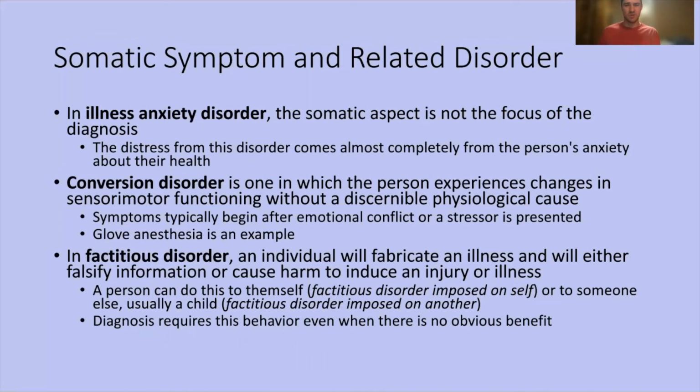And then factitious disorder: an individual will fabricate an illness and will either falsify information or cause harm to induce an injury or an illness. This can be imposed on oneself or on another. It is more commonly known as Munchausen, or Munchausen by proxy if it was done to someone else. The actual DSM terminology is factitious disorder imposed on self, or on someone else, usually a child, in which case it would be considered factitious disorder imposed on another. The diagnosis requires this behavior even when there is no obvious benefit.